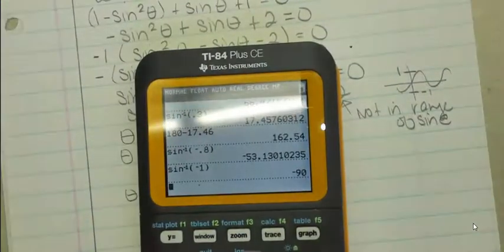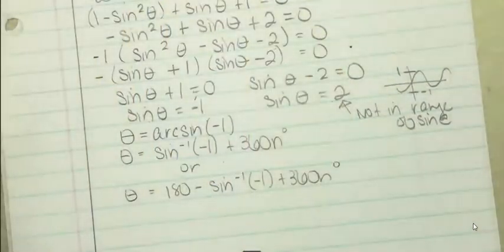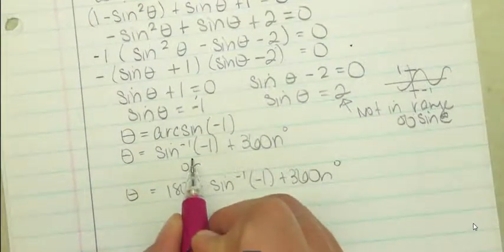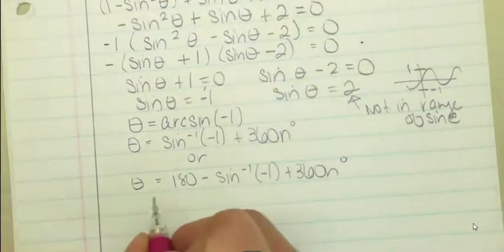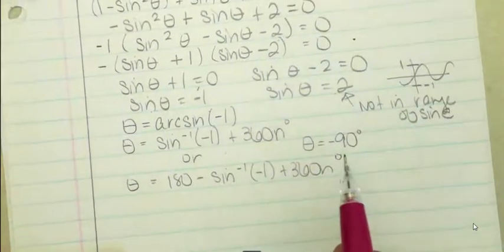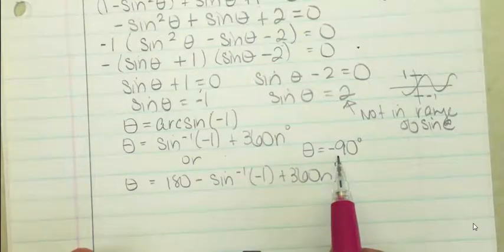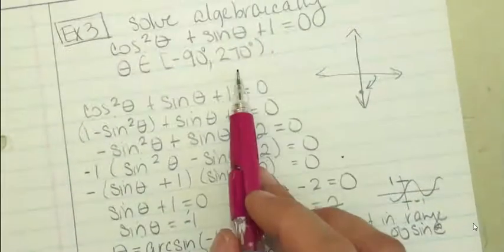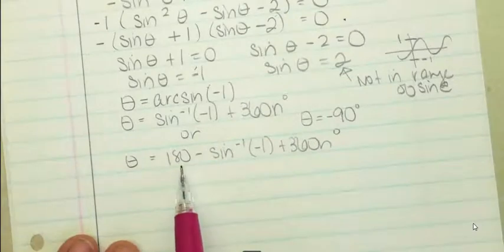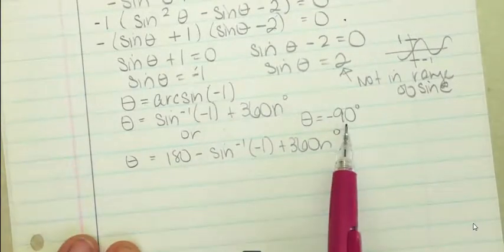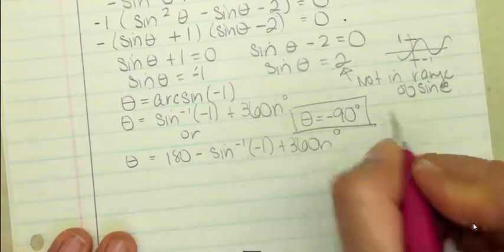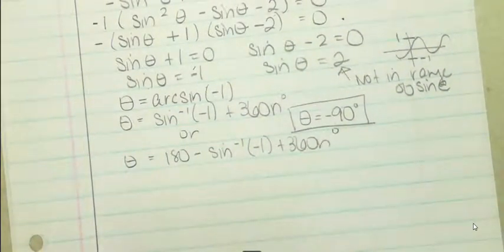Yeah, so I'm getting negative 90 degrees there. So this one's actually negative 90 degrees. If we add 360 to that, so here I would get theta equals negative 90 degrees. Adding 360 to that gives me 270, and again, 270 is not in our domain. So then taking 180 and subtracting a negative 90, again, is going to give us 270. So I think our only answer is negative 90 degrees.